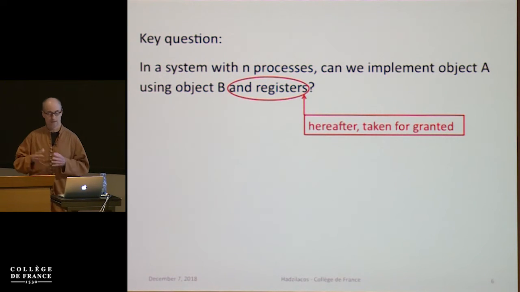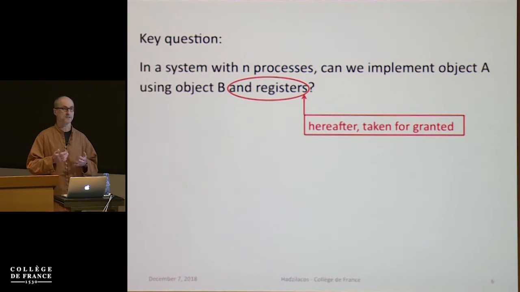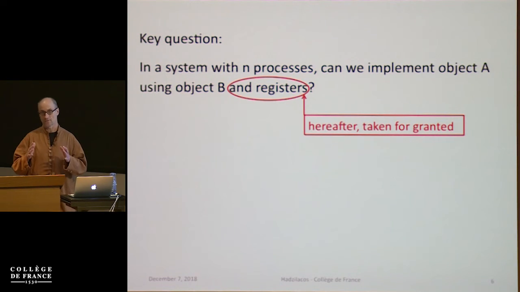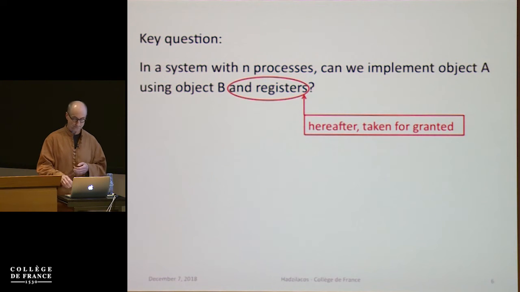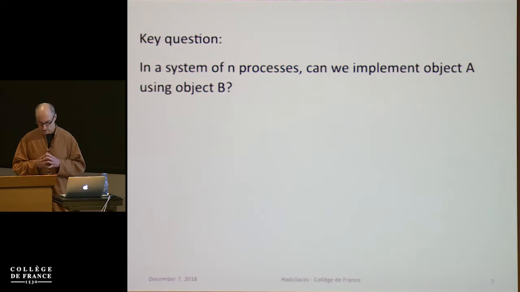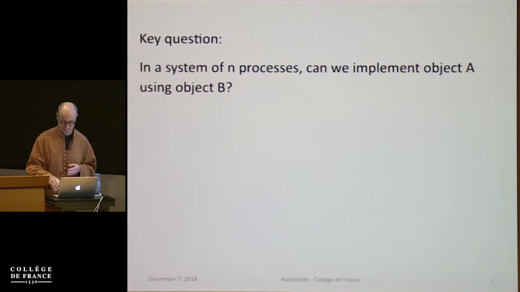Now, from now on, I will take registers for granted. I will just say, can we implement object A from object B? And I will assume that if I need the registers, they are there. By registers, I mean registers with simple write and read operations. OK, so this is our fundamental question. With object B, can I implement object A?